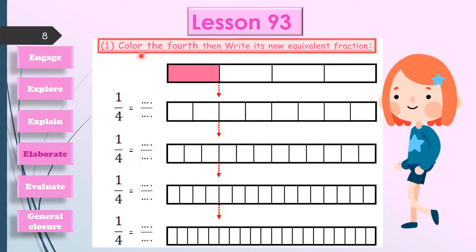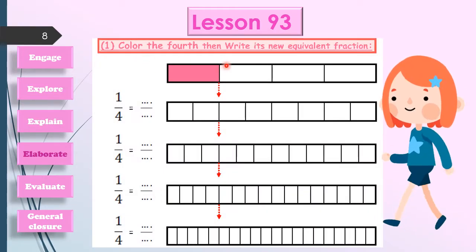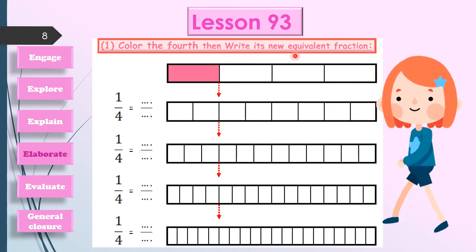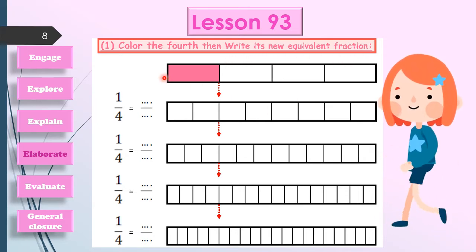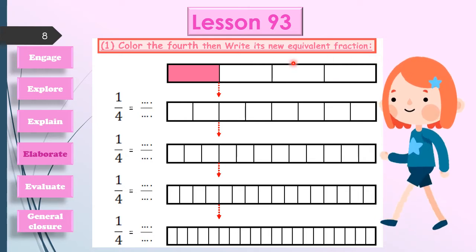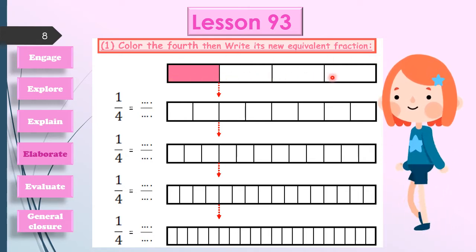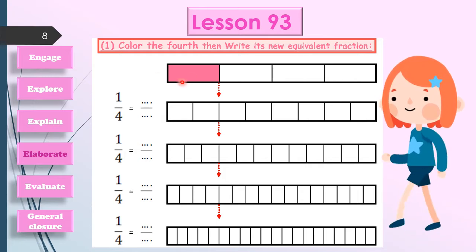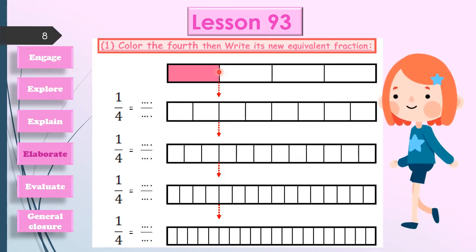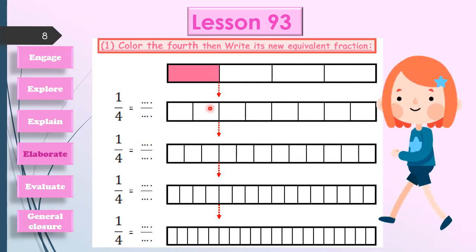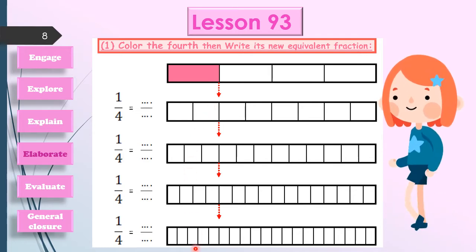Here we have our exercise. Color the fourth, then write its new equivalent fraction. Here we have a fraction strip divided into 4 equal parts. We color just one part out of 4, which represents a fourth. Then I want to color the same equivalent fraction from the next strips.